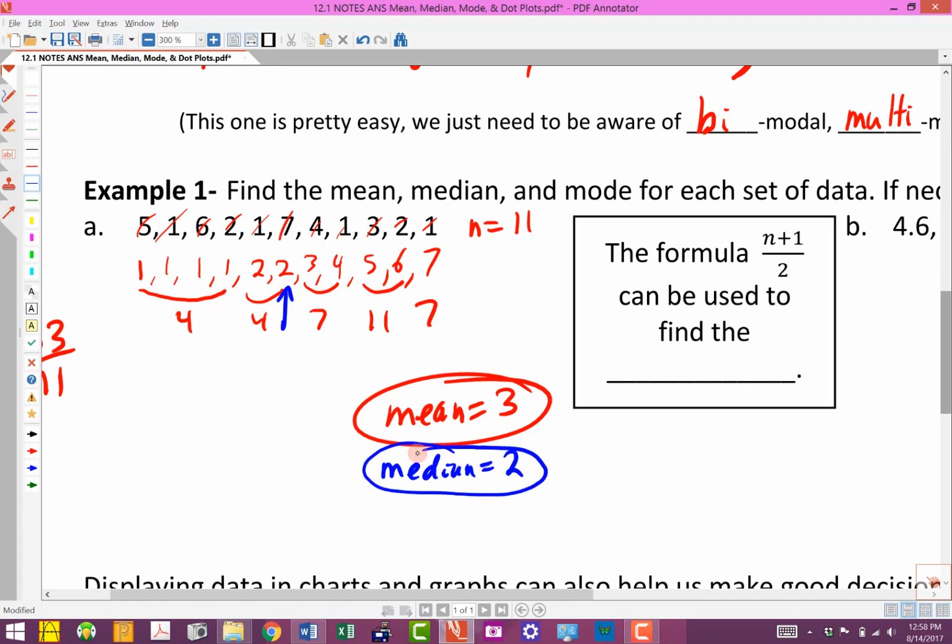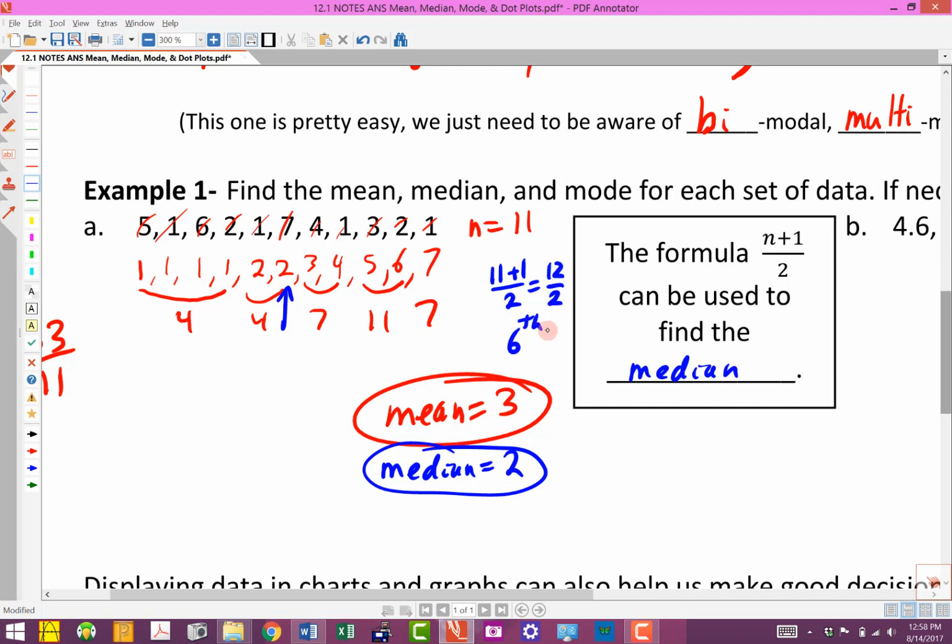Now I want to show you something that's actually pretty useful. It's this formula right here. The formula (n plus 1) over 2 can be used to find the median, and this will really come in handy, and I'll show you why in just a second. This is what the formula says to do. We take whatever n is, so that's 11, add 1 to it, and divide by 2. Well, that's 12 divided by 2, so we end up with 6.